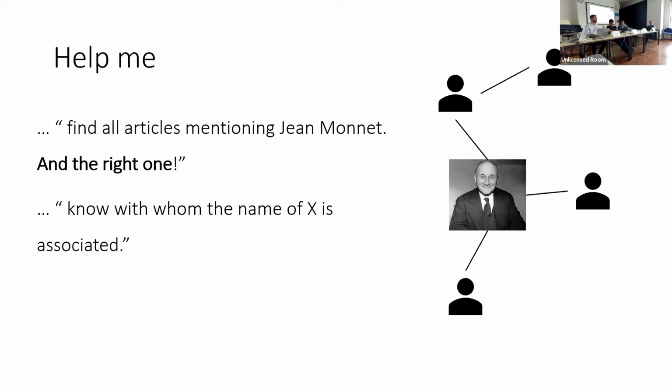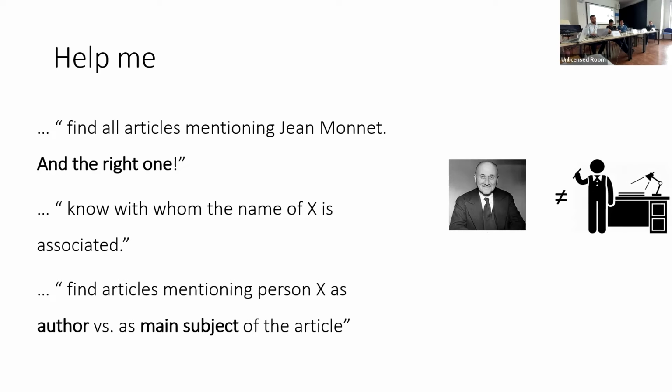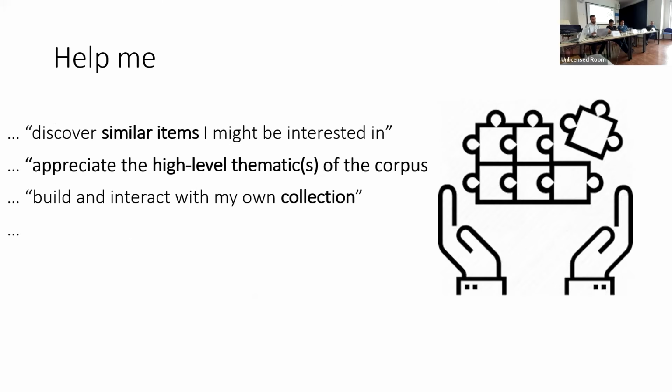Also, I'm interested in co-occurrences of people mentioned. So I want articles where Jean Monnet is mentioned together with other entities, and I want to see what they are, how they're related. Or again, I want to be able to find articles where the role is differentiated. So where Jean Monnet is the author of the article as opposed to just being mentioned, or where he is the main subject of an article. And for this, we have named entity processing as a technique that we can apply.